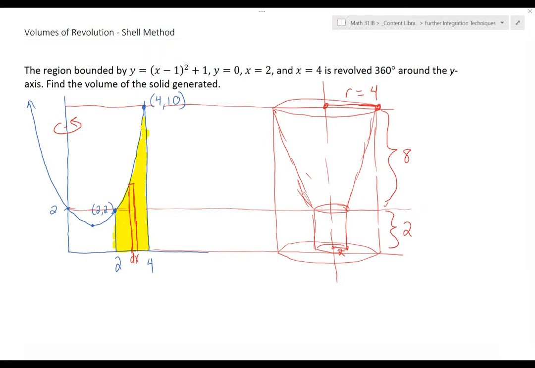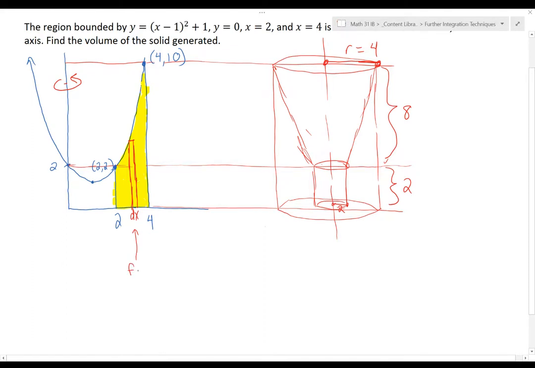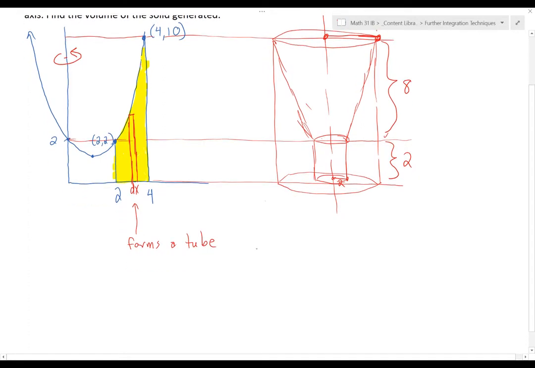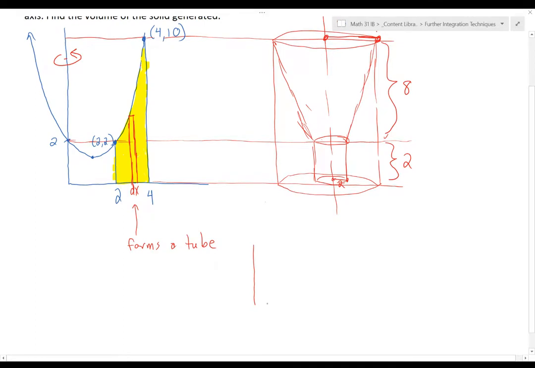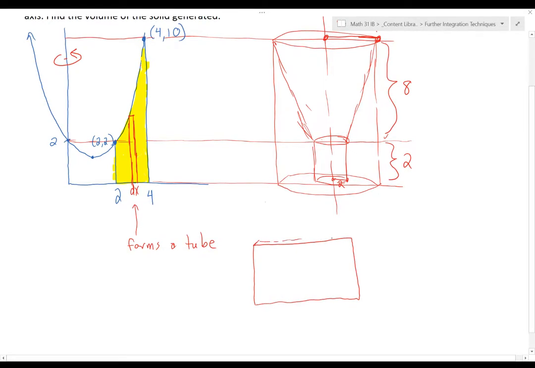So if I imagine what shape that forms, when I just take this little slice, this little red rectangle that I've drawn, and I revolve it around the y-axis, that's going to form a tube. I think of it like a toilet paper tube. And if I take that toilet paper tube and I slice it open and unroll it, I've got a rectangle. Well, technically a rectangular prism because it does have some thickness, but we want it to be very, very skinny. So that thickness of that rectangular prism is my dx.